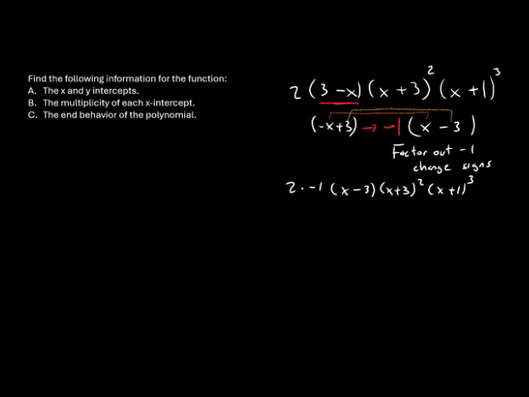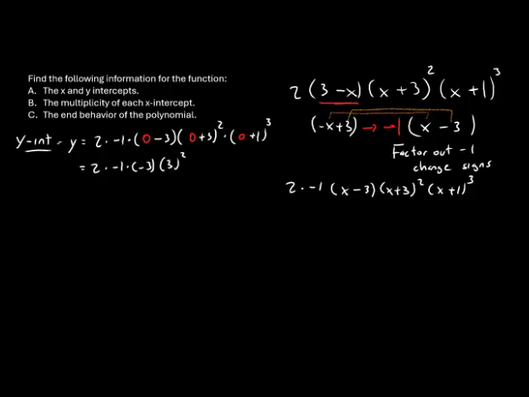Now we'll get the y-intercept. To get the y-intercept, we can replace all of our x's with 0. So everywhere we see x, we'll say 0 instead. Our y-intercept will now be y equals 2 times negative 1 times (0 minus 3) times (0 plus 3) squared times (0 plus 1) to the third power. If we simplify, we'll get a multiplication chain: 2 times negative 1 times negative 3 times 3 to the second power times positive 1 to the third power.